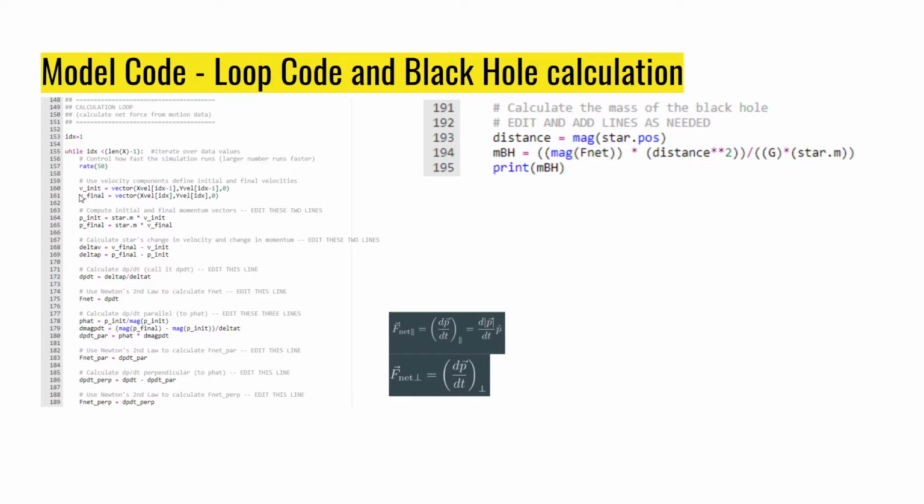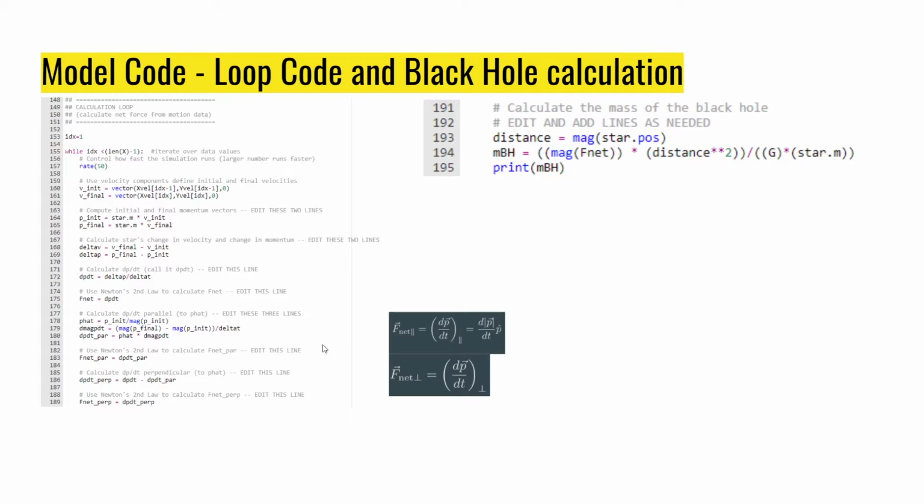Now for the loop code, we can find the initial velocity and the final velocity by splitting up their x and y components. Using those, we can find the initial and final momentum vectors. P initial is equal to mass of the star times v initial. P final is equal to mass of the star times v final. We can then calculate the star's change in velocity and change in momentum. Delta v is equal to v final minus v initial, and delta p is equal to p final minus p initial. Now we can find dp/dt. dp/dt is equal to delta p over delta t. As stated before, from Newton's second law, we know that F net is equal to dp/dt.